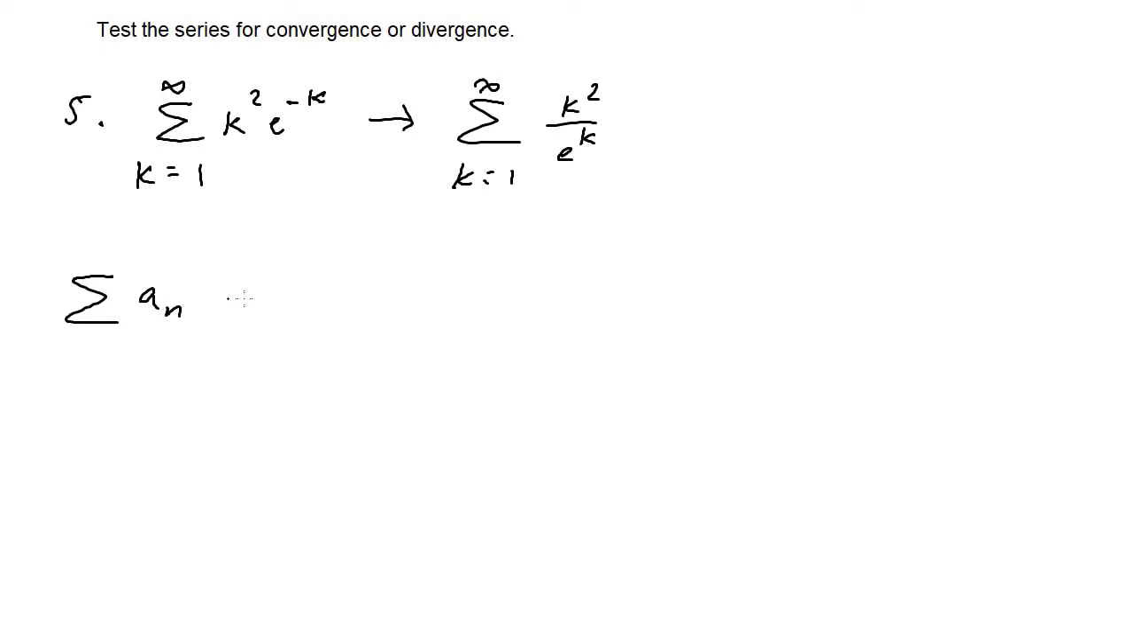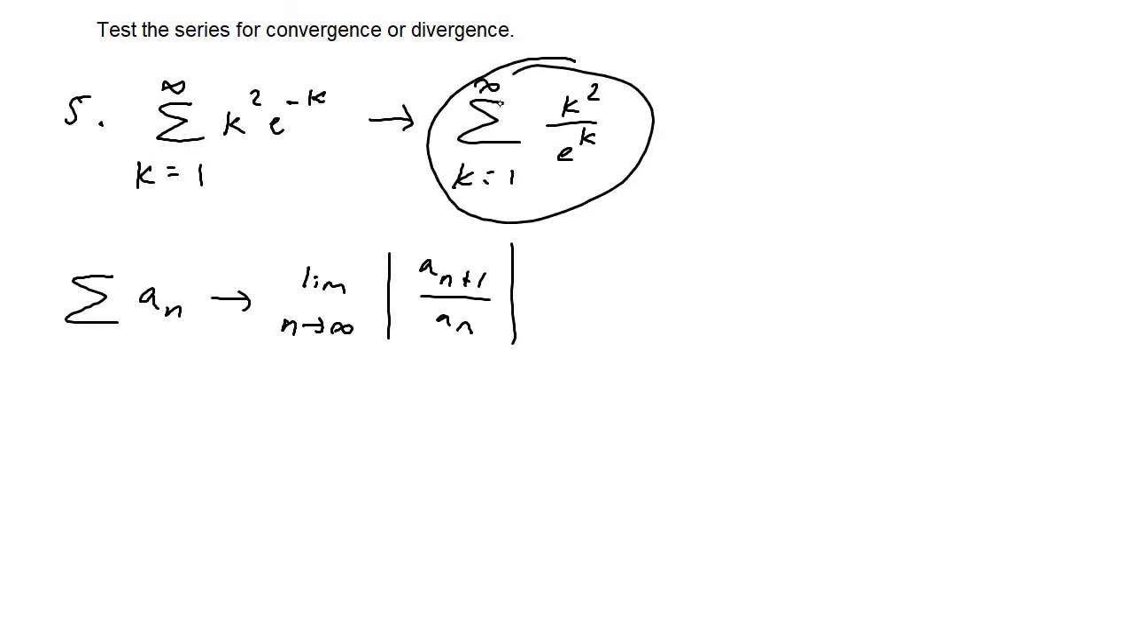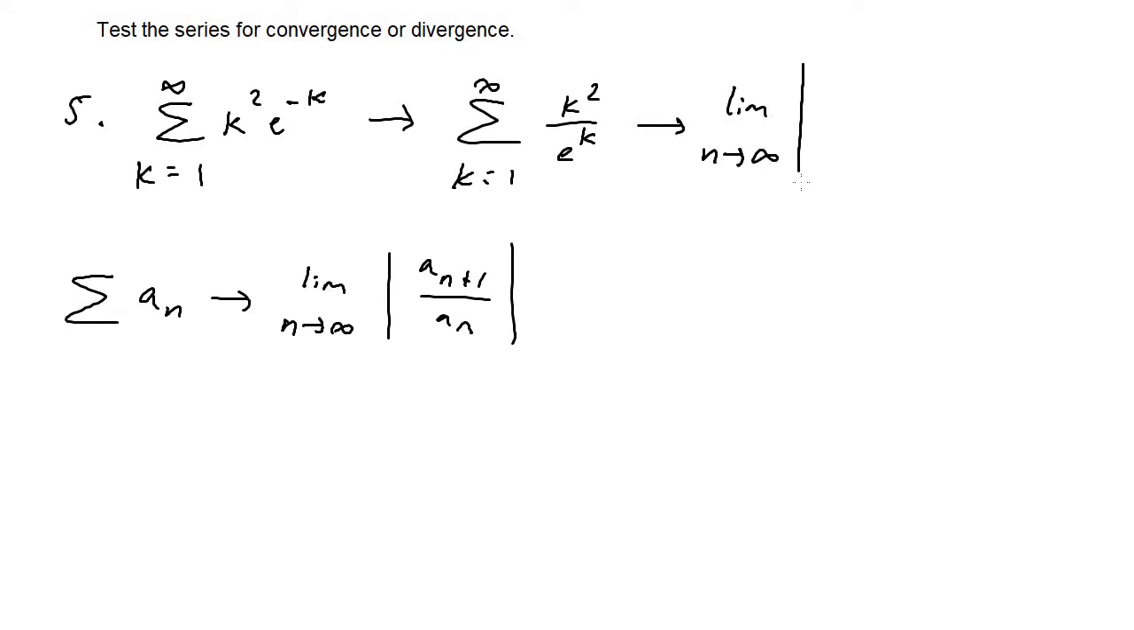Now in a ratio test, we're going to take the limit as n approaches infinity of the absolute value of a sub n plus 1 over a sub n. So let's go ahead and apply that same formula to the series that we were given. So in this case, we're going to take the limit as n approaches infinity of the absolute value. This time we don't have n as our variable, but we have k as our variable. So we're going to take k plus 1 squared over e to the k plus 1, and then divide by the original series, or the original sequence itself.